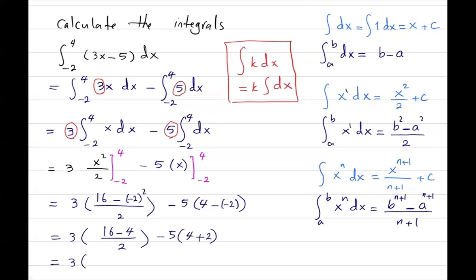This is 3 times, here you have 12 divided by 2, minus 5 times 6. Or if you simplify this, you get 6 times 3, 18 minus 30, which becomes negative 12. So this is the calculation of this definite integral. If someone says, hey, does it represent area? Not necessarily, because we don't have negative area. We just did the calculation of this integral, and it might have other applications.